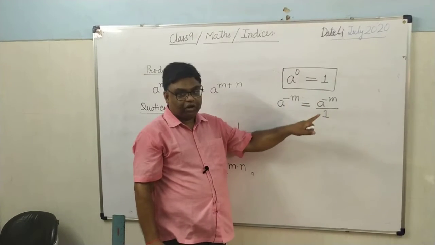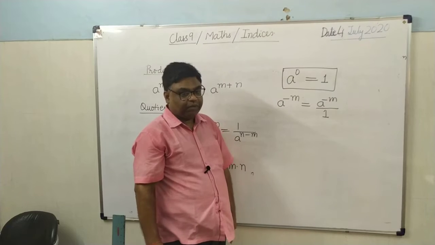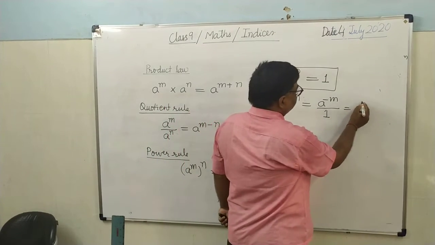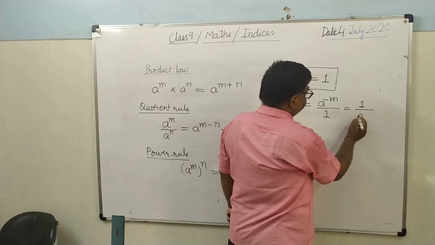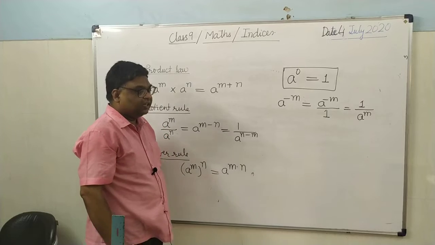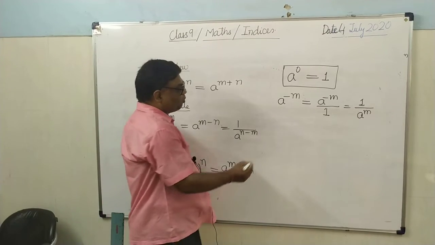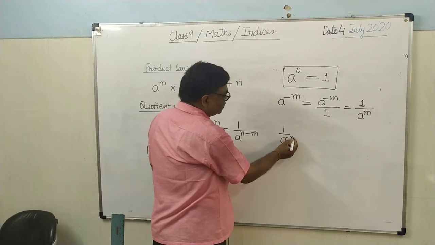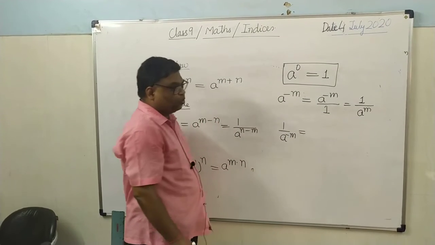Bring the negative power term into the denominator. What will happen? The power will become positive, that is, it will become 1 upon a to the power m. Is it clear? Similarly, suppose it is 1 upon a to the power minus m, what will you do?